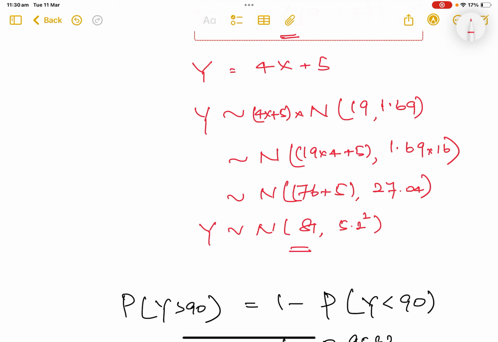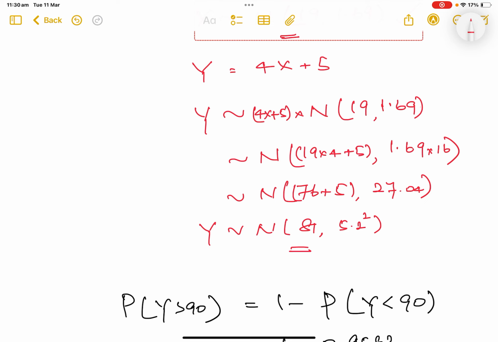Multiplying by 4 gives 76, plus 5. For the variance, it is squared: 4 squared is 16, so 1.69 times 16 gives us 27.04. So the final result: Y is normally distributed with mean 76 plus 5, which is 81, and variance 27.04, which is 5.2 squared. In other words, the mu is 81.